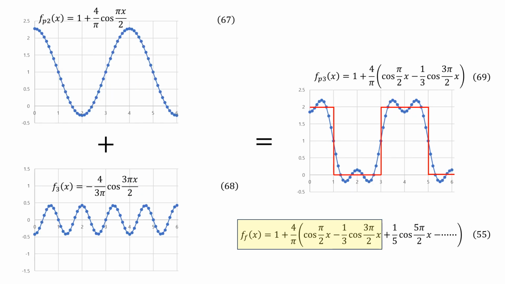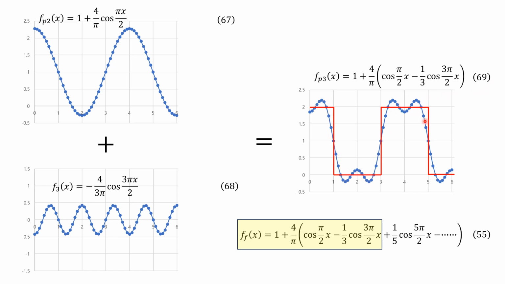The third term of the Fourier series can be expressed as f3(x), as shown in equation 68. By adding equation 68 to equation 67 obtained previously, the sum fp3 of the third term of Fourier series equation 55 can be obtained as equation 69. If equation 69 is graphed, it becomes the blue line in the picture on the right.